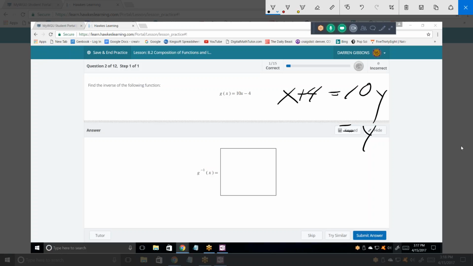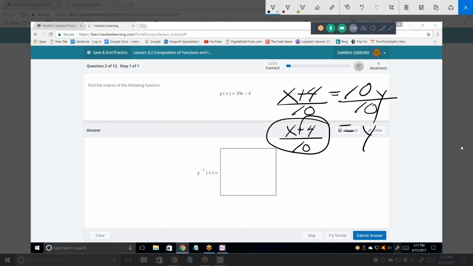What is that 10 doing right now? Is it adding, subtracting, multiplying, dividing? It currently is multiplying. Okay. So I get rid of it by dividing. In other words, I'm going to divide both sides by 10. That's going to leave y on the right side all by itself, and it's going to leave that on the left side. And that's what I'm going to put in for an answer.